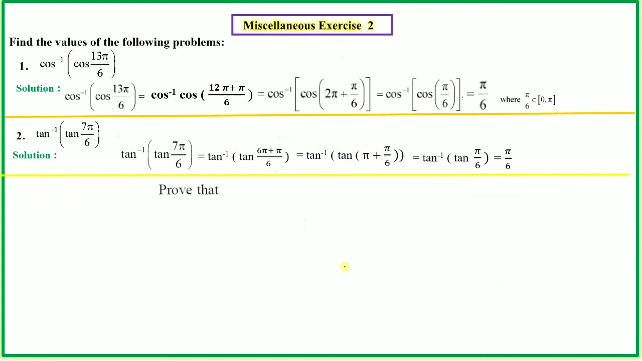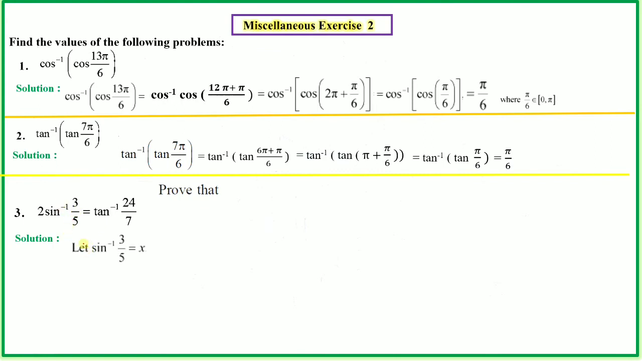Question number 3 will start with prove that. Now these are different questions but important: 3rd, 4th, 5th, 6th, 7th, like that. These all questions are very important. Prove that 2 sin inverse 3 by 5 is equal to tan inverse 24 by 7. We have to prove it by taking the left hand side and reaching the right hand side, or taking the right hand side and reaching the left hand side.